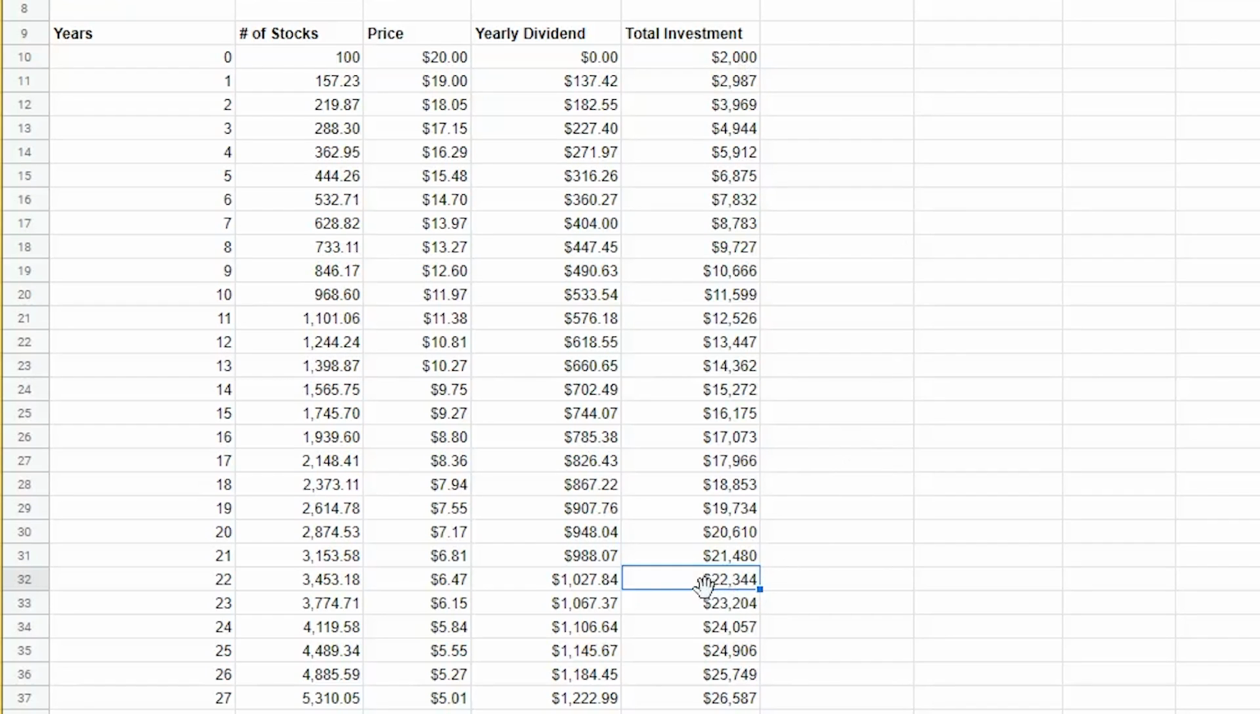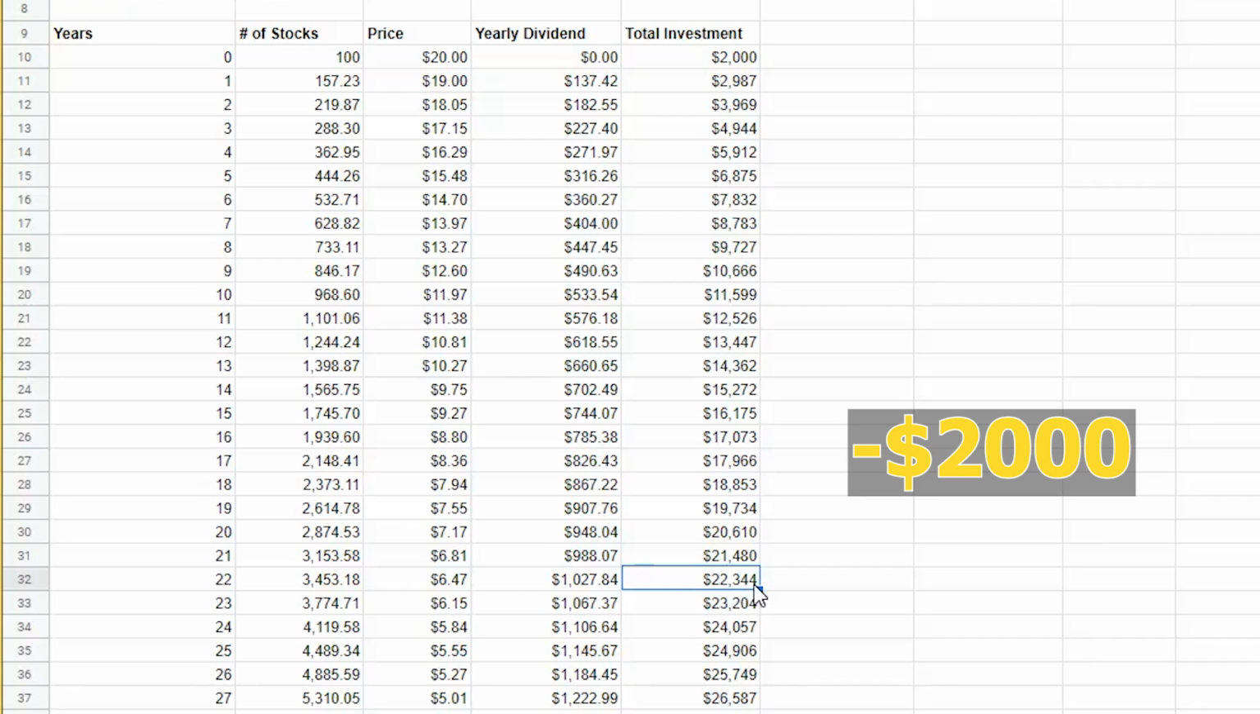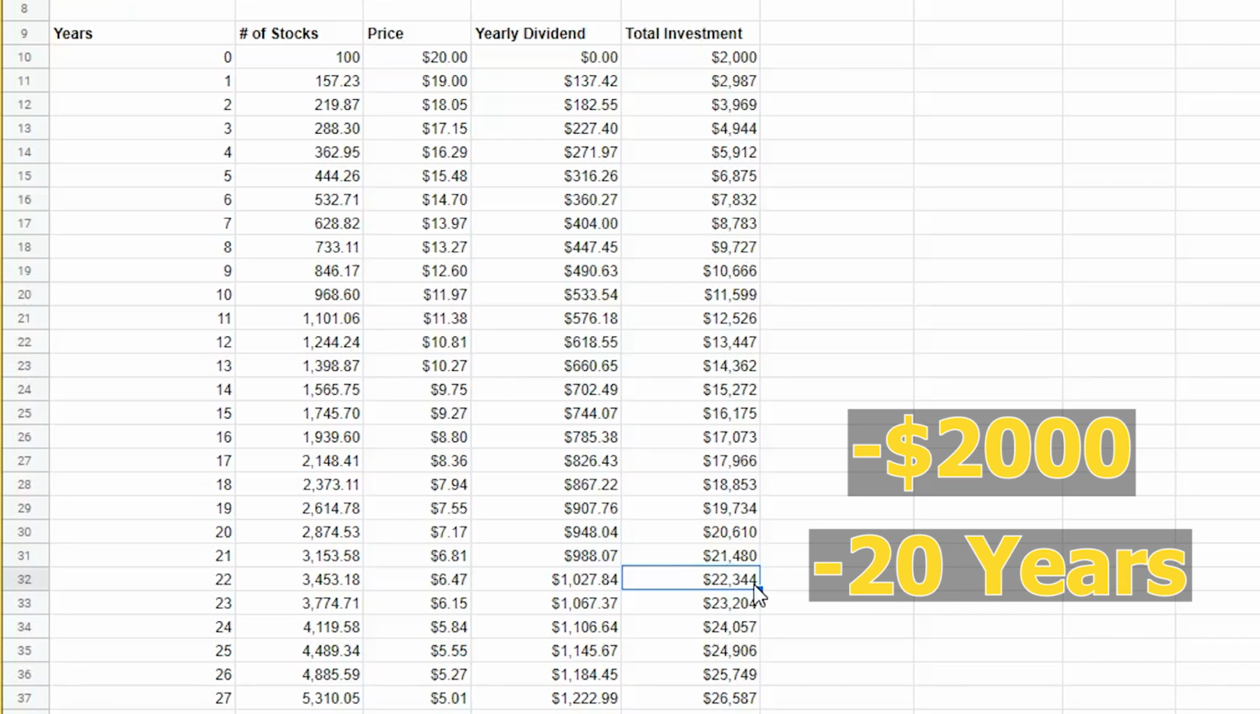And you would have $22,000. I mean, you would have lost $2,000, and you would have lost 20 years of your life investing in something that didn't grow. And that is a dividend trap. So make sure that you don't fall into those. I'm not saying that AT&T is a dividend trap. Do your own research. I didn't really research AT&T that much, but be careful of these stocks.